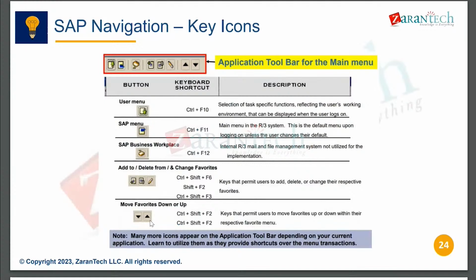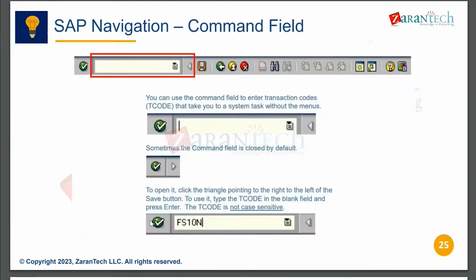Okay, and this is the application toolbar, where you can see the user menu, SAP business workplace, where you can get workflow related emails into the business workplace. And you have some add and delete buttons, and favorites, move down buttons. And this is a command field where you enter the transaction manually to go to that particular session or particular business process.